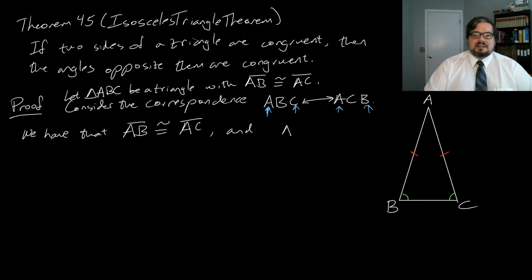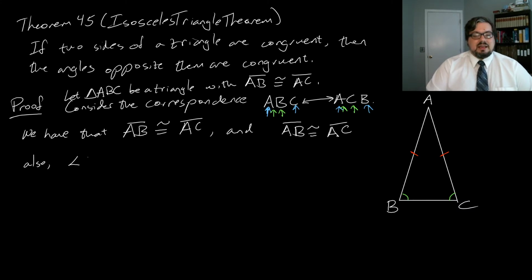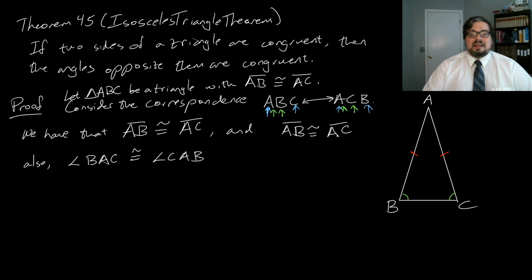And we have that AB, the segment AB, is congruent to the segment AC. So this is looking at AB here and AC here. And that's, of course, just saying the same thing but switching the order because congruence is symmetric. And then also we have that the angle BAC, the angle on the left side of this congruence, is congruent to the angle CAB, the angle on the right side of this congruence, because they're the same angle.